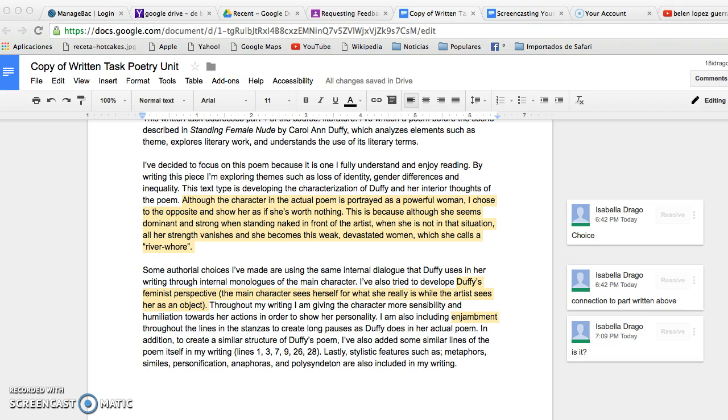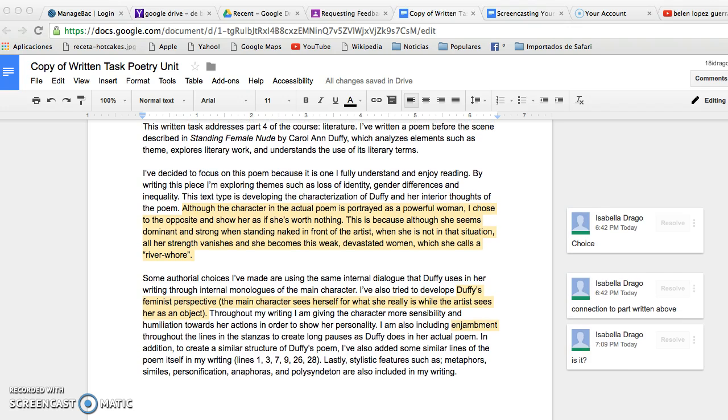I'm also including enjambment throughout the lines in the stanzas to create long pauses as Duffy does in her actual poem. In addition, to create a similar structure to Duffy's poem, I've also added some similar lines of the poem itself in my writing, which are lines 1, 3, 7, 9, 26, and 28. Lastly, stylistic features such as metaphors, similes, personification, anaphora, and poetry in the tone are also included in my writing.